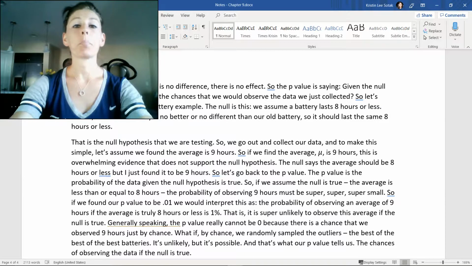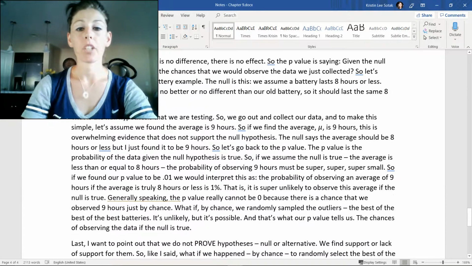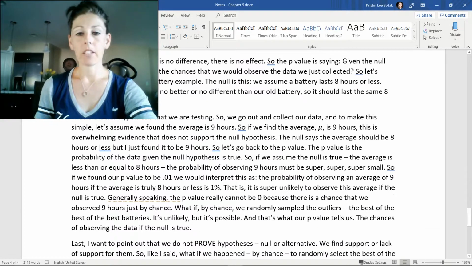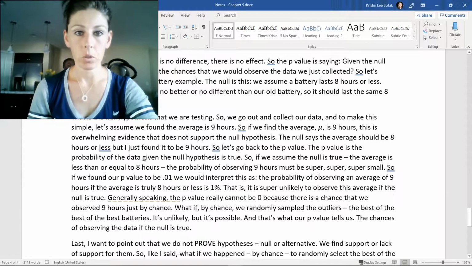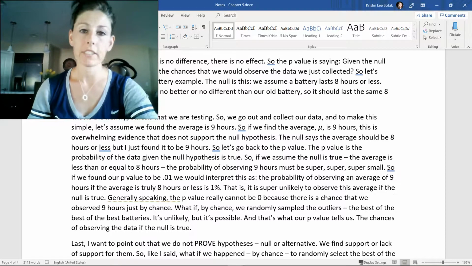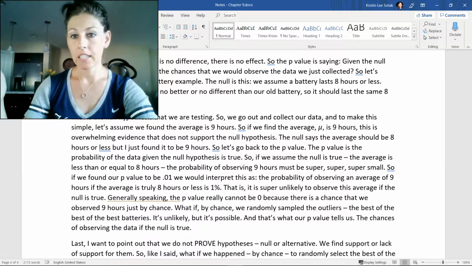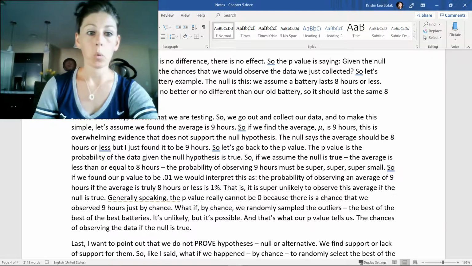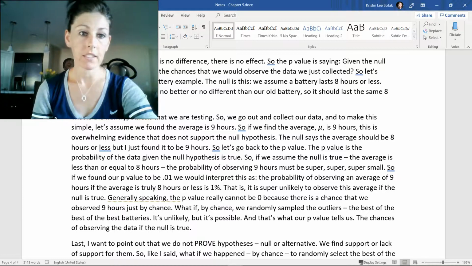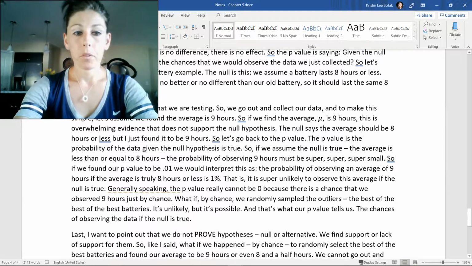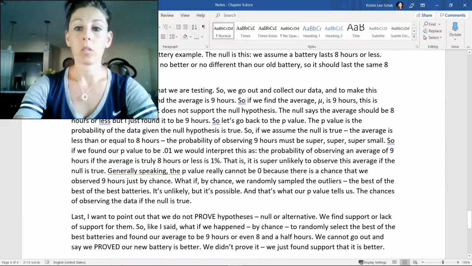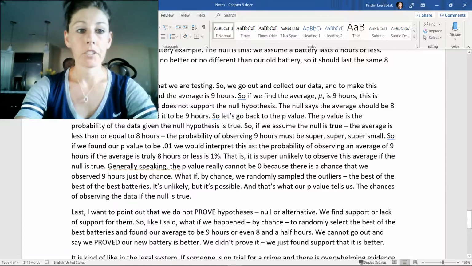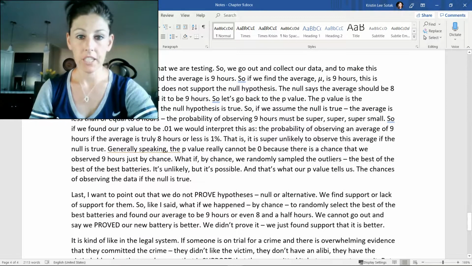So let's break this down with our battery example. The null is this. We assume a battery lasts 8 hours or less. There is no effect, so this new battery is not going to last longer than 8 hours. So if it doesn't last longer than 8 hours, it's lasting 8 hours or less. That's our null hypothesis. That just means our new battery is no better than our old battery. So that's the null hypothesis that we're testing, that mu is less than or equal to 8 hours.